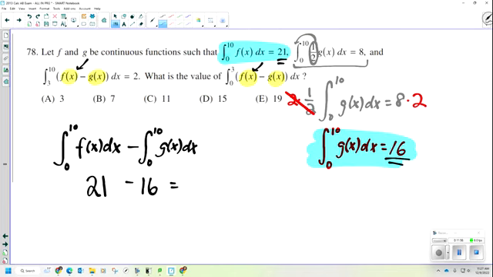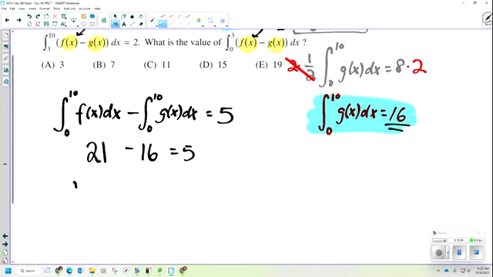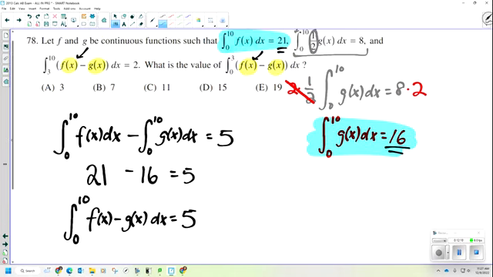So this is 5. So instead of writing them as two separate integrals, I'm going to write them as one. So I basically have the integral from 0 to 10 of f of x minus g of x dx. That equals 5. We just figured that out. That's good. We're doing good.